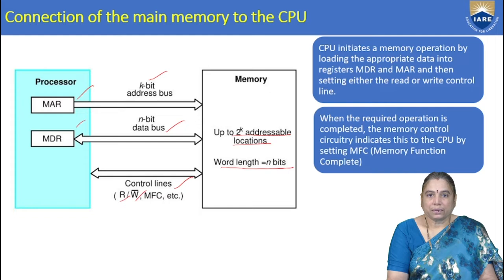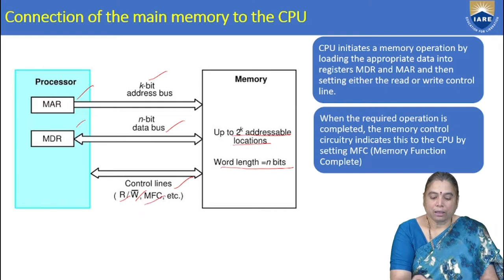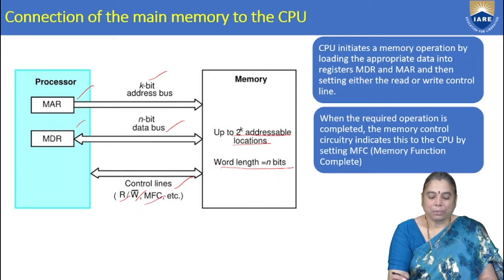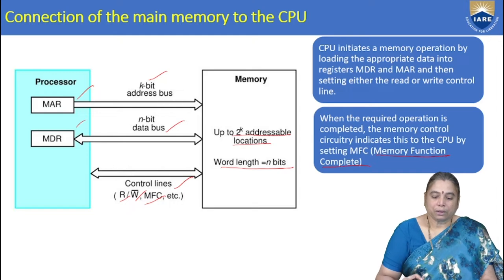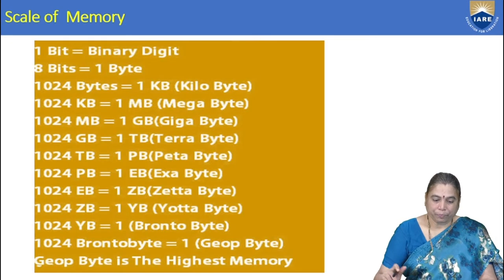If this operation is completed or not, that can be acknowledged with a control line called MFC, memory function complete. So these are the control lines which can be used to determine the operation to be performed and whether it is completed or not, the acknowledgement with the help of the MFC control line. So this is the connection of the main memory to the CPU.